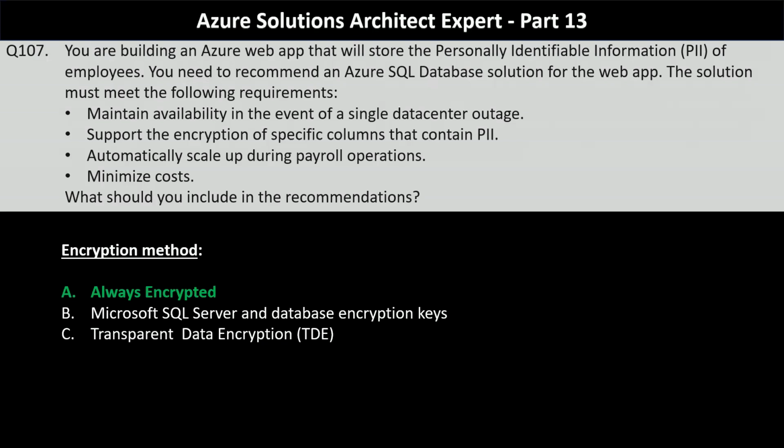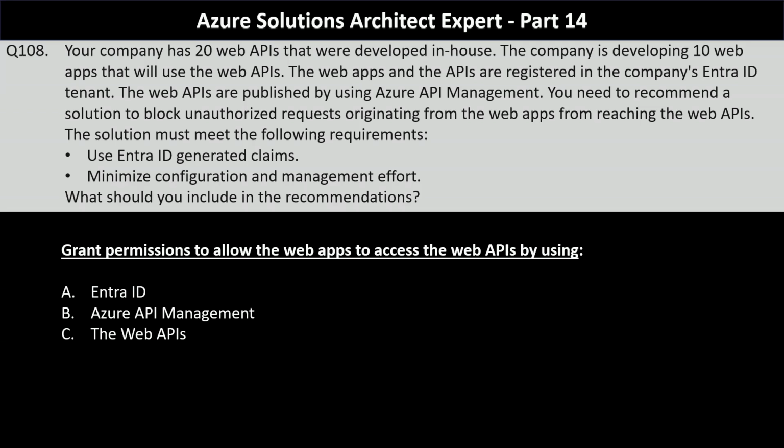Your company has 20 web APIs that were developed in-house. The company is developing 10 web apps that will use the web APIs. The web apps and the APIs are registered in the company's Entra ID tenant. The web APIs are published by using Azure API Management.